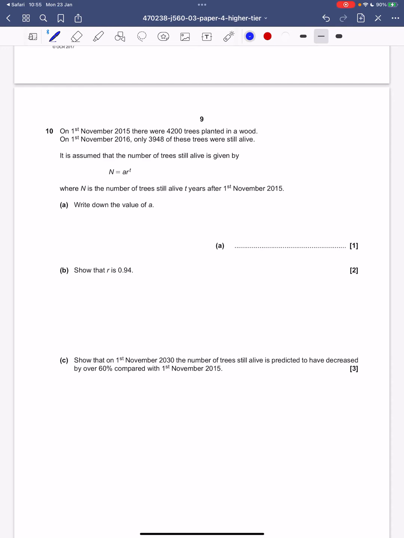Right, so when you've got a question like this, the value of a there is always the starting number. That's why it says just write it down. It's 4,200. Okay, it's always the earlier one, the one that comes first. So that's where the a comes in. I'll colour that in blue as well, so it's all linked together. Show that r is 0.94.